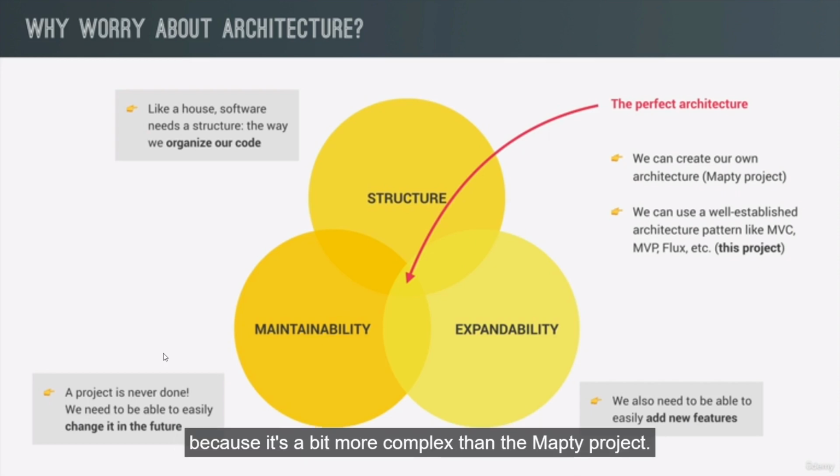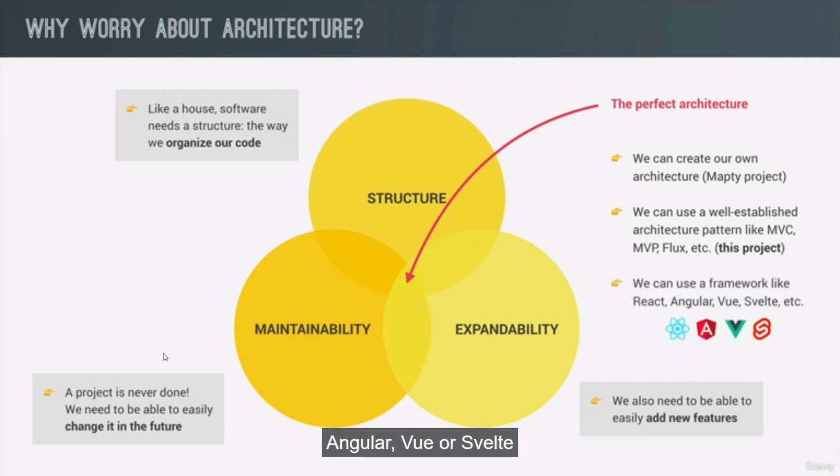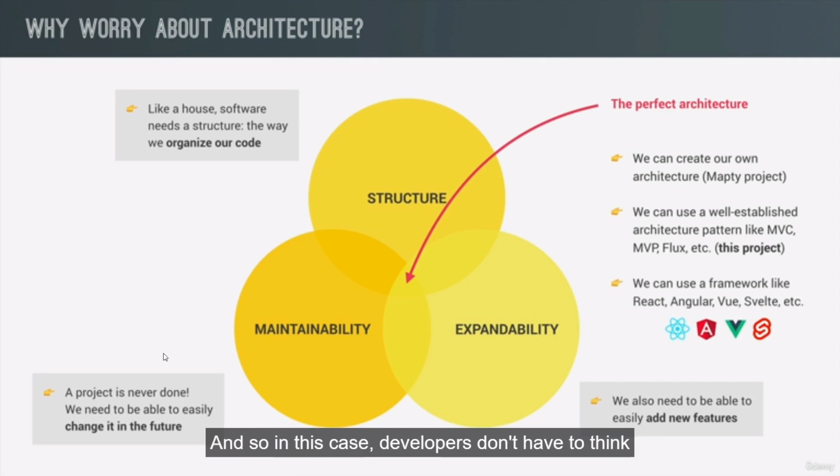than the MapT project. Now, these days, in modern web development, many developers actually use a framework like React, Angular, Vue, or Svelte to take care of the architecture for them. And so in this case, developers don't have to think a lot about architectures on their own. And probably this is actually a good idea at a certain point, especially for large-scale applications.